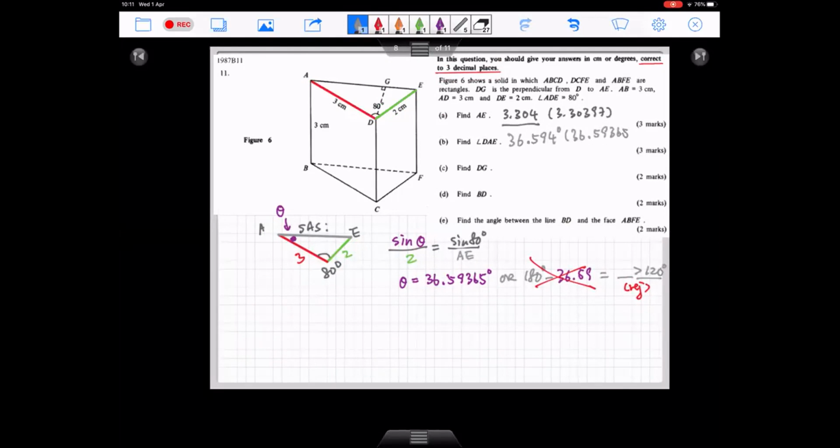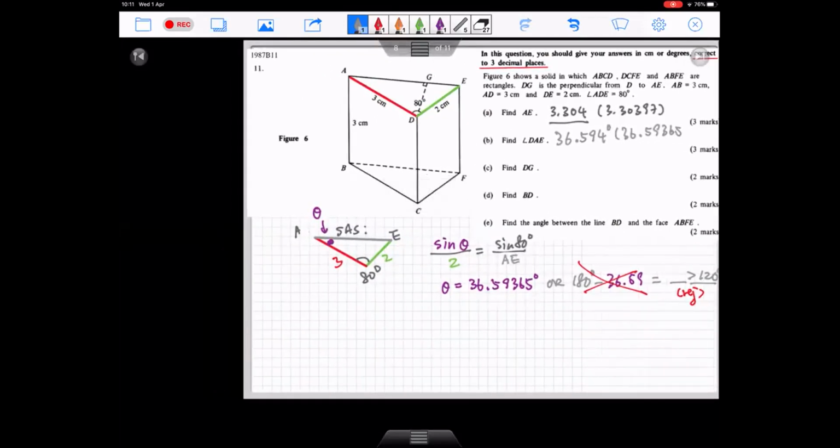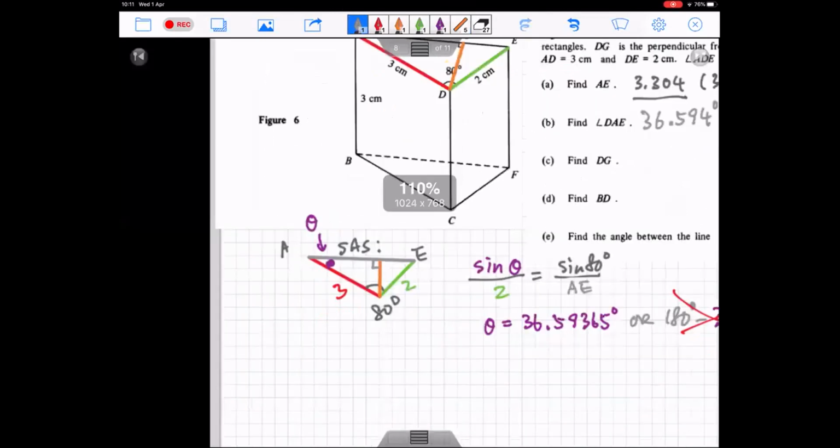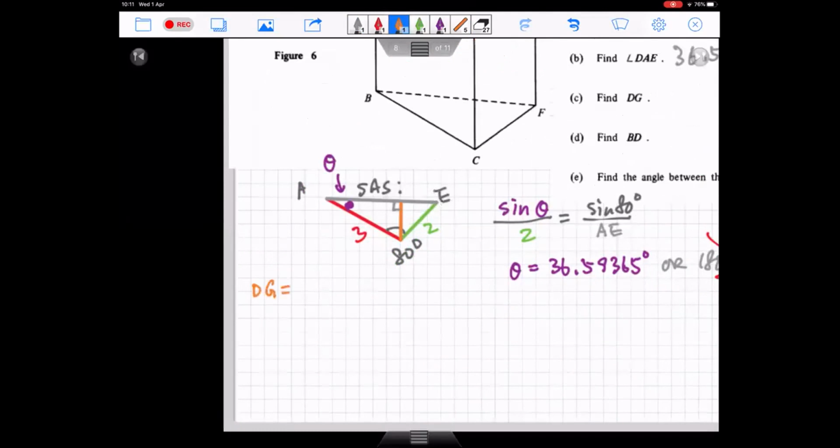Now, part C. There are many methods to do part C. With the theta and the phi, you can use the sine ratio to get this DG. This is the right angle, the length here. You can use DG equals, it's a sine ratio, 3 times sine theta, am I right? You can do it like this, using this right angle triangle. You have the orange line DG, this is point G. DG will be 3 times sine theta.